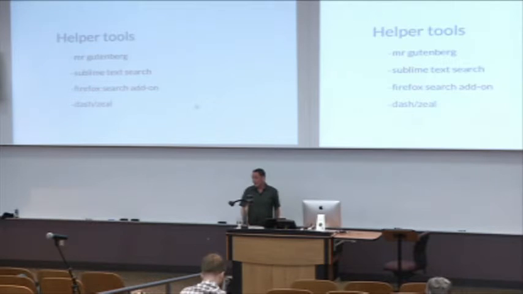But we also want to make it easy to use, so there are some helper tools. If you just saw the lightning talk on Mr. Gutenberg, that will write a sort of boilerplate code for you so that you don't have to think about that and it all will be in the right place. Also, for searching the documentation, there is a plugin for Sublime, the text editor. There is also a Firefox search add-on, so you can search specifically in the documentation directly from your Firefox. And Sven, I think it works for Chrome now as well.